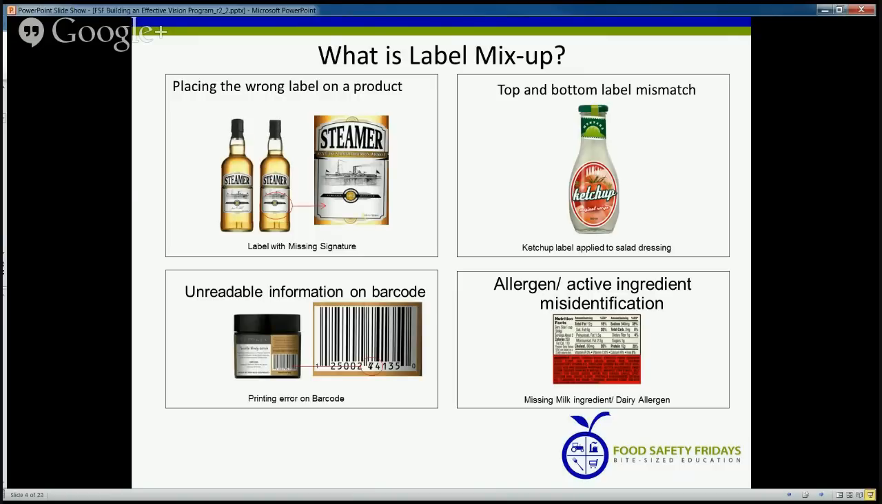Also, in the case of an allergen or an active ingredient, misidentification can pose a serious risk to consumers. Some examples given here: a missing label with a signature at the bottom here, a ketchup label on something other than a ketchup bottle, a barcode which has information that isn't coded correctly, or an allergen declaration which doesn't have an allergen which is contained within the product.